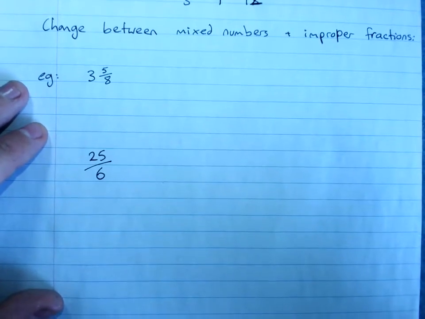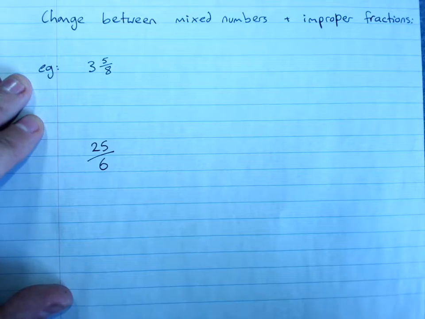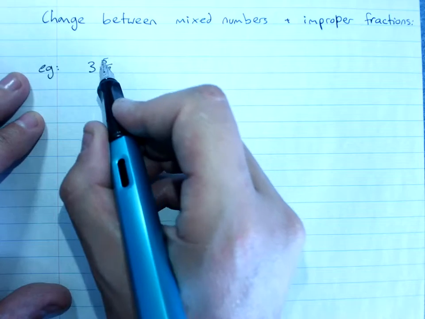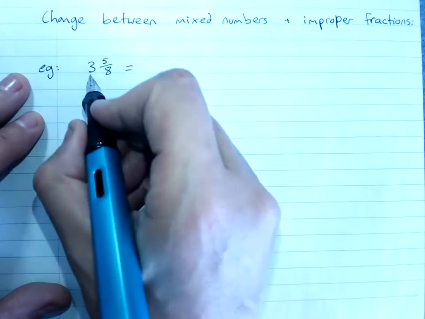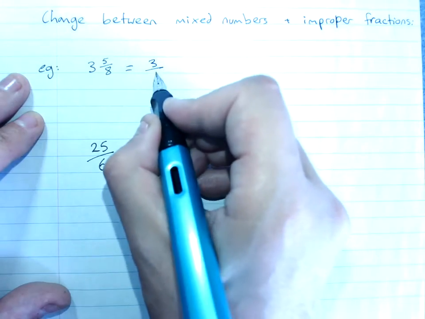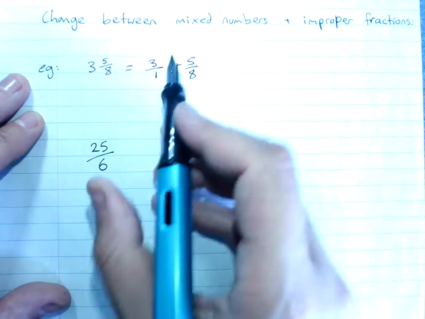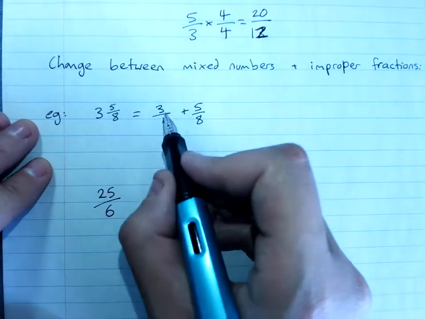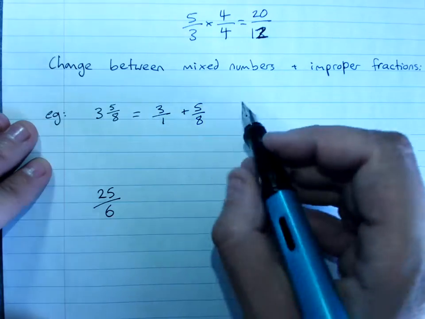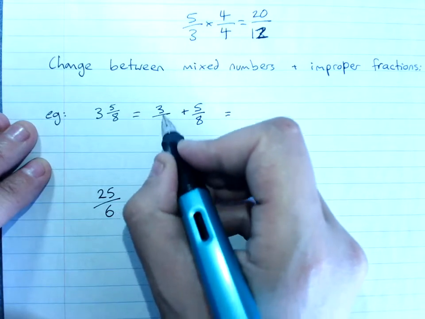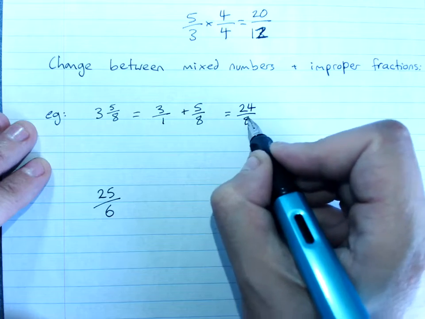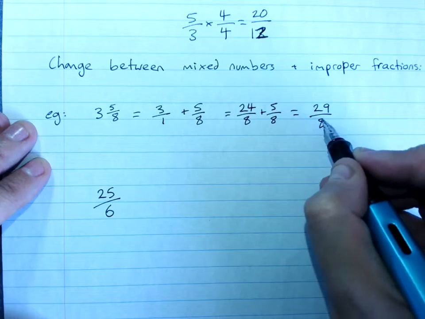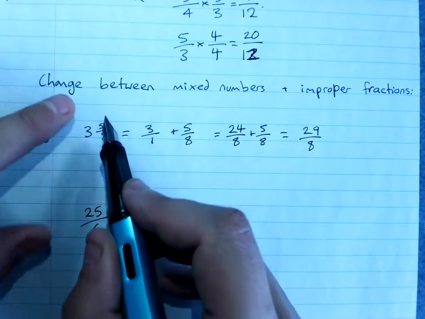And remember, I also need to be able to change between mixed numbers and improper fractions. Here's a mixed number. I've got 3 wholes and 5 over 8, which means I've effectively got 3 over 1 plus 5 over 8. And to add fractions, we need a common denominator. How would I get 1 to be 8? I'd times by 8. So I'd times by 8 on the top and bottom. I've got 24 over 8 plus 5 over 8, which says I've got 29 over 8. Basically, 3 lots of 8 get added to the top.